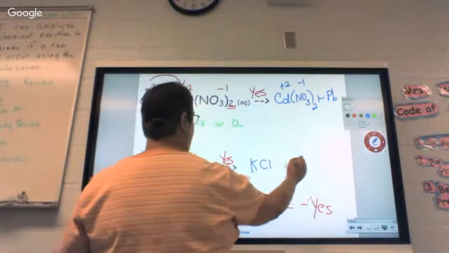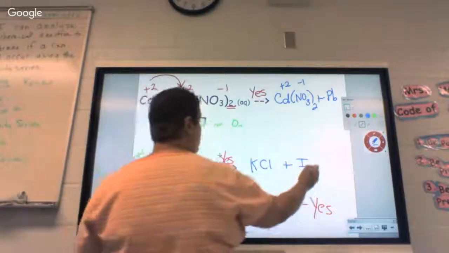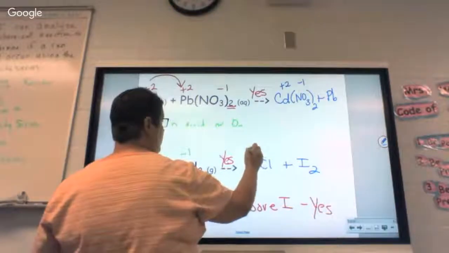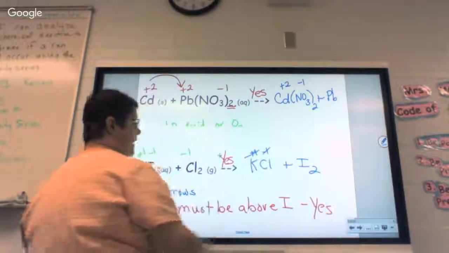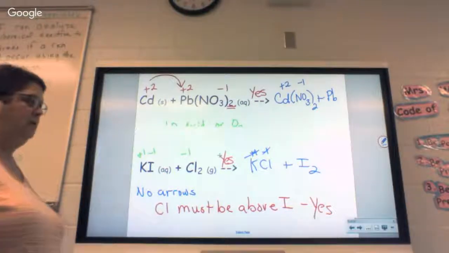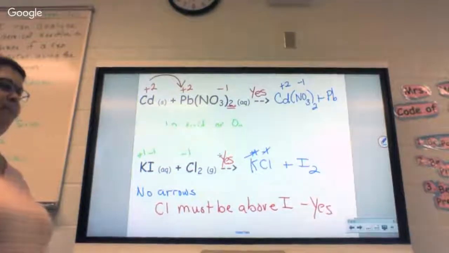KCl plus I2. Okay, I2 because it is, and K and Cl are both. So those will cancel out. Pressure. Fabulous. Wait, what is that? Okay, so we're going to put 2's where?